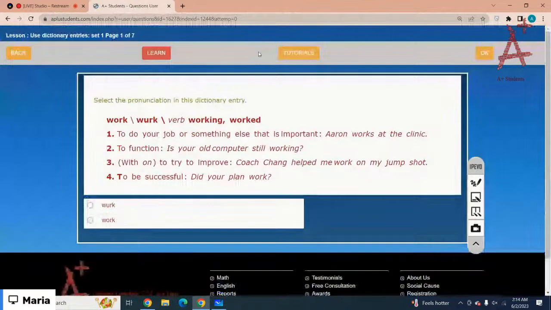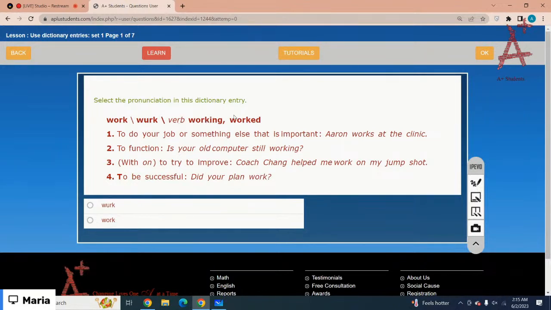Basically, when you are searching for a word in the dictionary, you don't just get the meaning of the word. You have the forms of the verb, the different types of information related to a word. Like, select the pronunciation in this dictionary entry. Walk. Here is the dictionary entry. Here is the pronunciation, then the form, it is actually a verb.